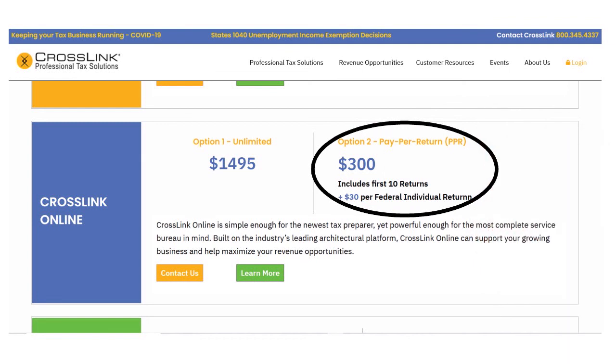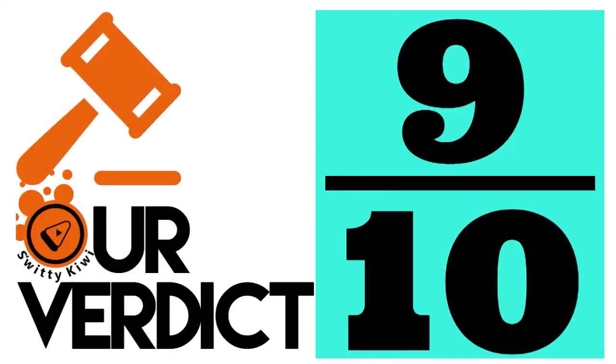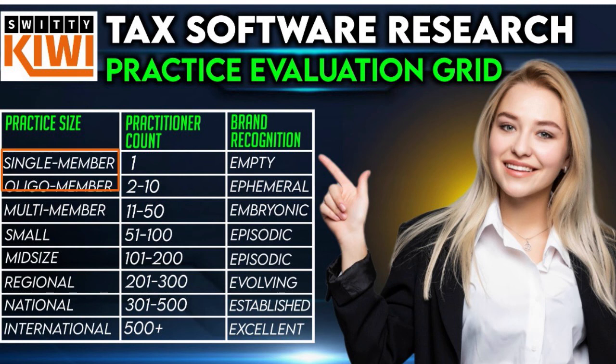Our score relative to other Crosslink products is 9 over 10. And who is this for? This is for single member, multi-member, small and mid-sized practices. If you are a large regional, national, or international practice, this definitely is not for you. At least it is for you, but there are better alternatives.